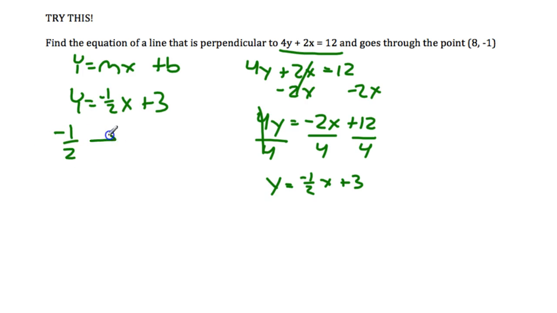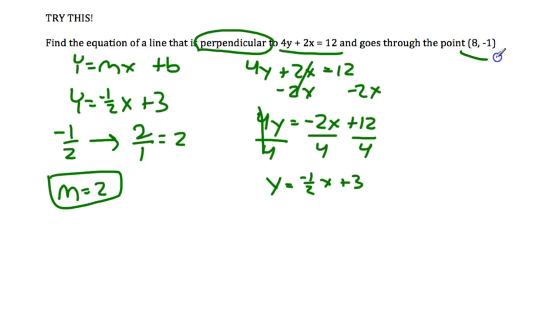I want to find the negative reciprocal because it's perpendicular. If these were parallel, I would use the same slope. They're perpendicular, so negative reciprocal. So I flip it, 2 over 1, and it started as negative, so it ends as positive, and I can simplify that to just 2. So my slope for my equation is going to be 2.